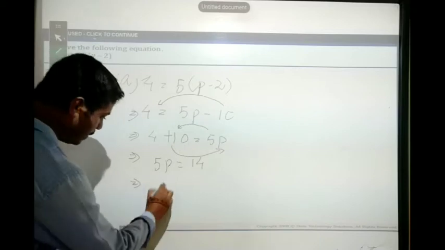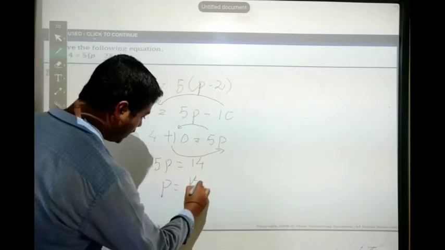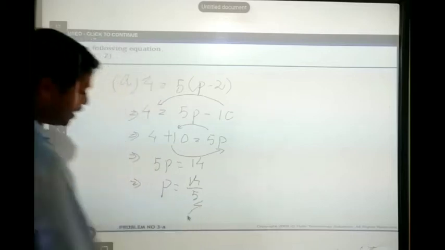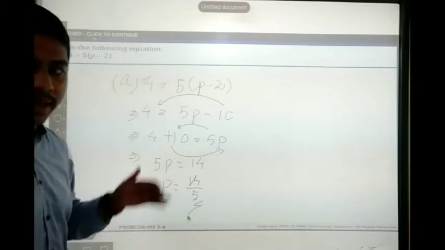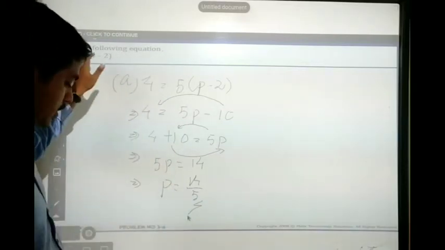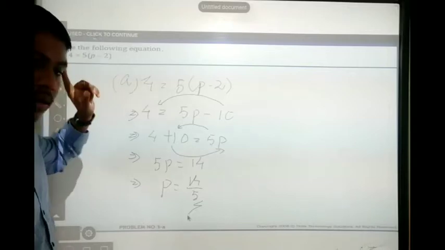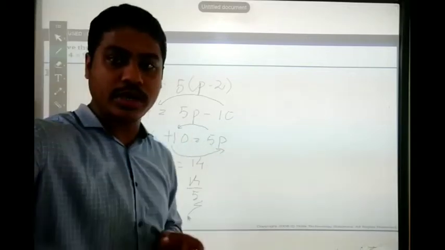Implies p will be equal to 14 by 5. So we have got the answer as p is equal to 14 by 5. So this is for question number 2. Okay, let us move to the next question.